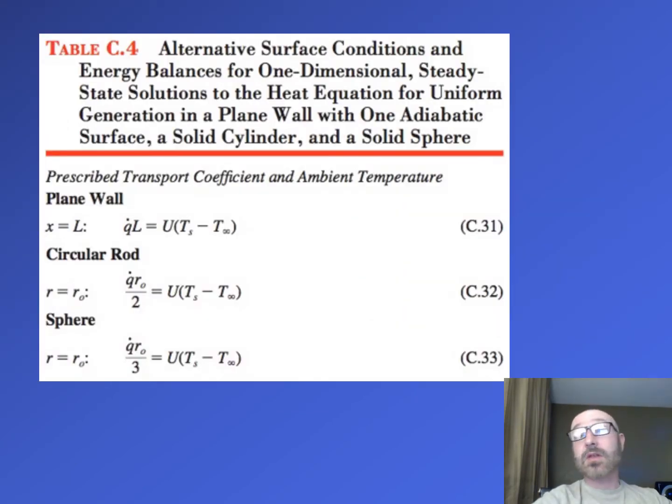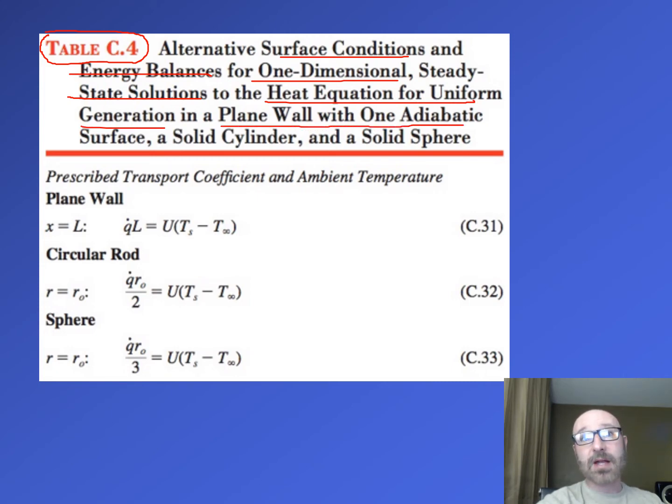So now we'll move on to the next table, back in our appendices, Appendix C, and this is table C4. What we have here are alternative surface conditions and energy balances for the same 1D steady state solutions to the heat equation for uniform generation, and that same plane wall with the adiabatic surface, solid cylinder, and solid sphere, so those same diagrams that we saw on the previous slide. Now this is for the prescribed transport coefficient and ambient temperature.